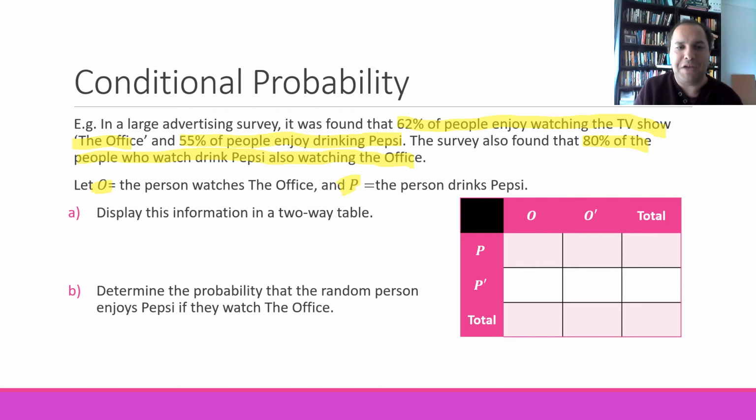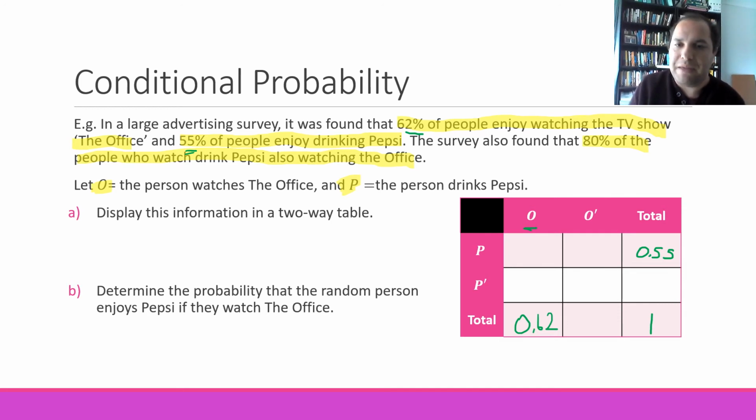Now, we have to display this information in a two-way table. Now, this information we've been given, these are all totals. There's no conditions on these first two statements. So 62% of people in the survey enjoy watching The Office. So looking at O, our total percentage of people is 62%. The percentage of people who enjoy drinking Pepsi is 0.55, or 55%. Now, in total, our total must add up to 100%, or 1, right? We can't have more than 100% chance or probability or likelihood of something happening. So our total there is 1.